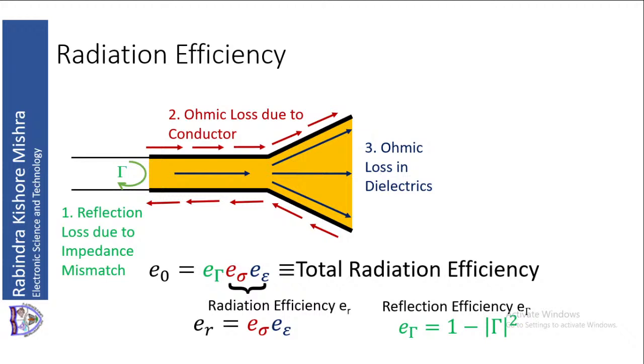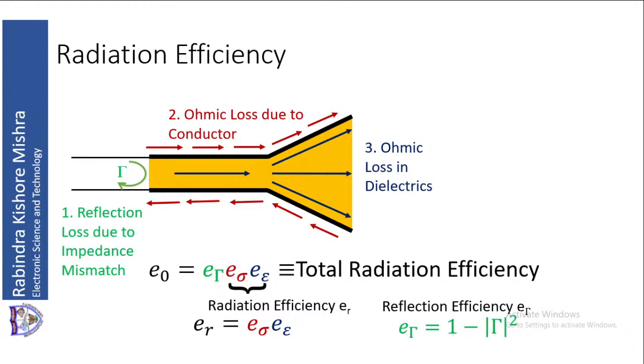So the first point is that at the input point, there will be reflection due to impedance mismatch, since the characteristic impedance of the transmission line and the input impedance of the antenna are not the same. So there will be reflection loss due to mismatch. The power input to the antenna is less than the total power, because some power gets reflected.